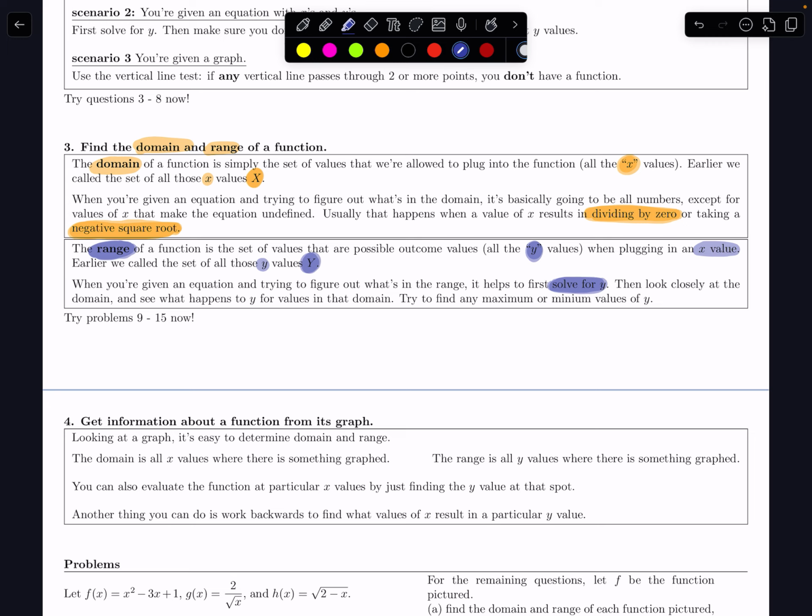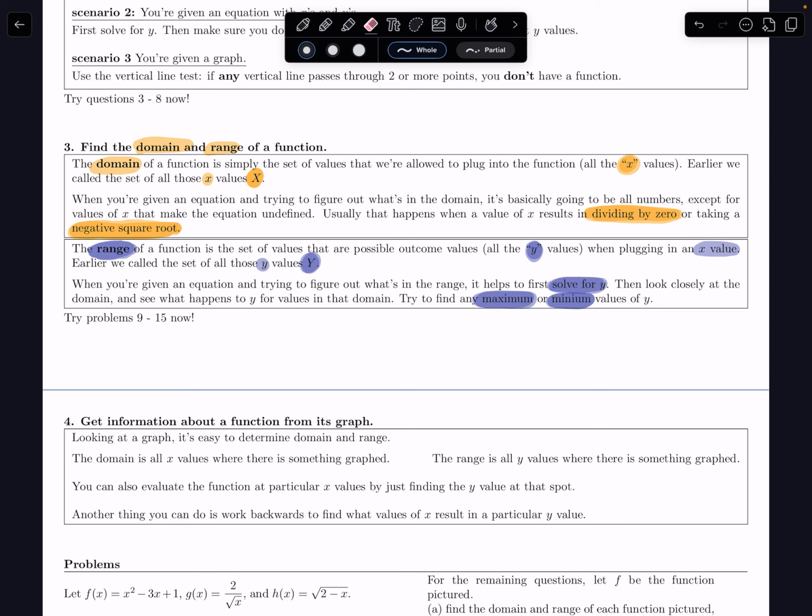In particular, check any endpoints that are in the domain, like any boundaries within the domain. Check those points, since they may be important values. Try to look for any maximum or minimum values. And just try to determine, looking at your function, what the possible y values are that could pop out based on what the possible x values are.